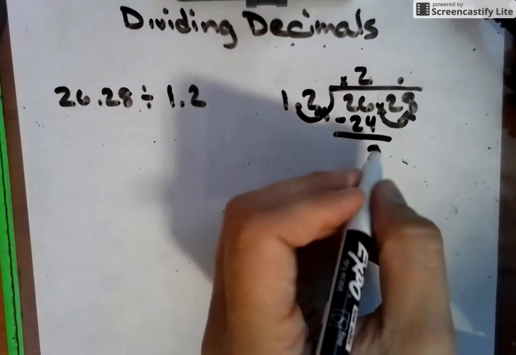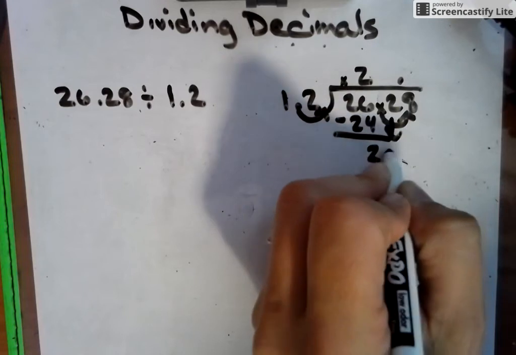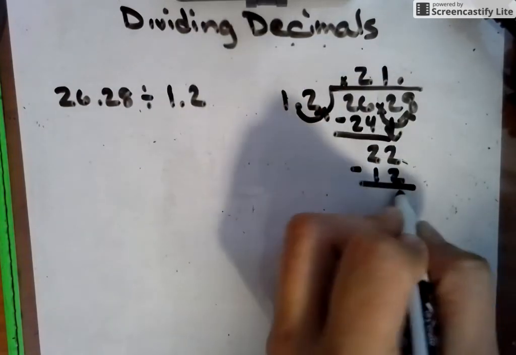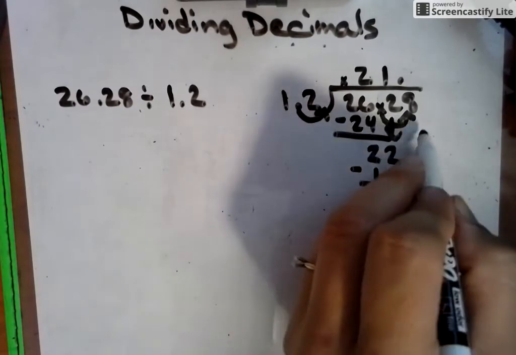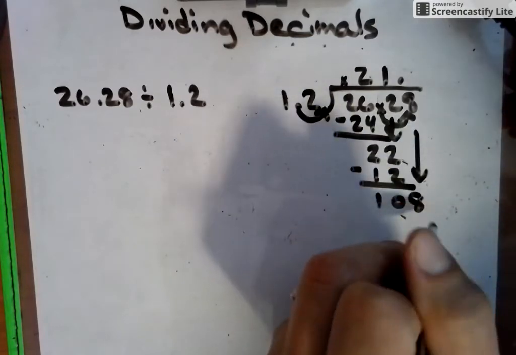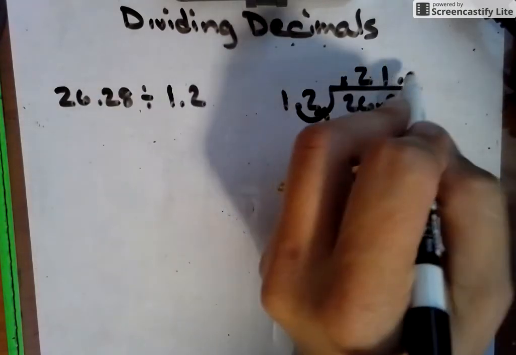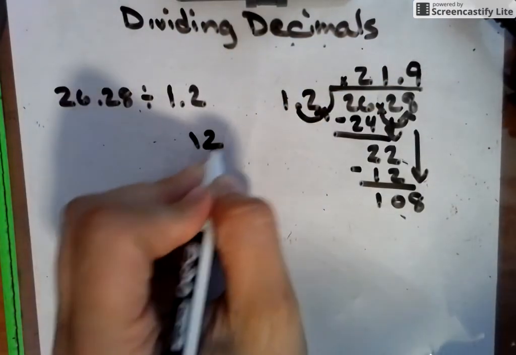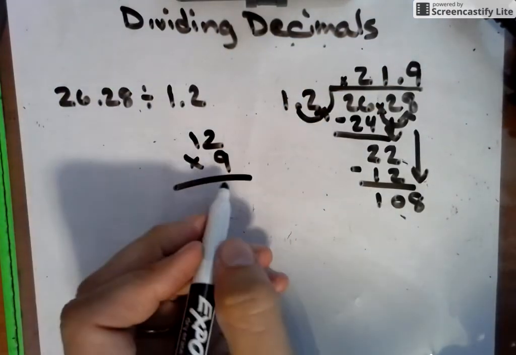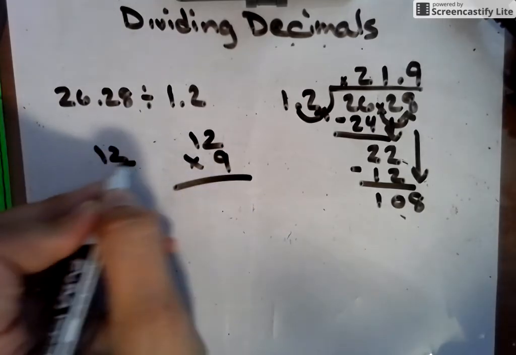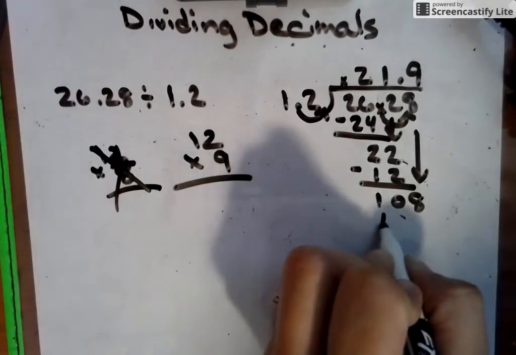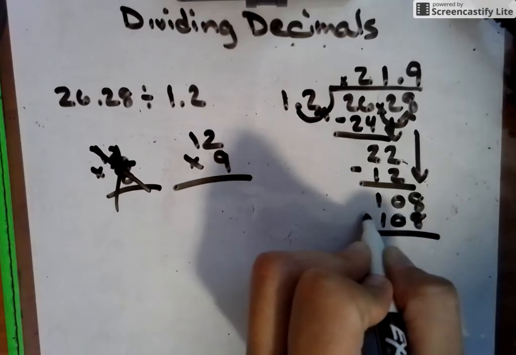So now this is where it gets important. A 12 cannot go into a 2. So I'm going to put a little X over that 2 so I don't use that spot. But a 12 can go into a 26 twice. 2 times 12 is 24. I'm subtracting underneath. I have 2 leftovers. Bring down a 2. 12 goes into 22 one time to make 12. When we subtract, we get 10. We then bring down our 8, and 12 is going into 108 9 times.